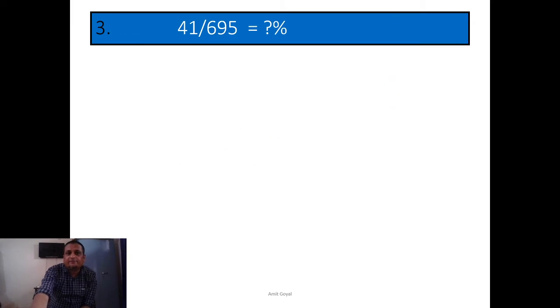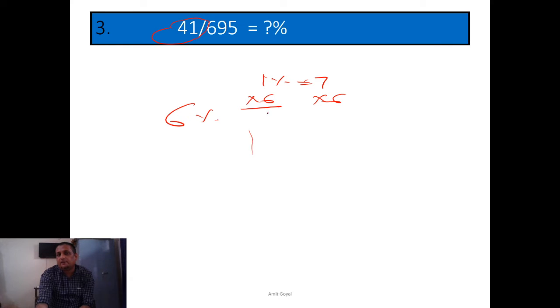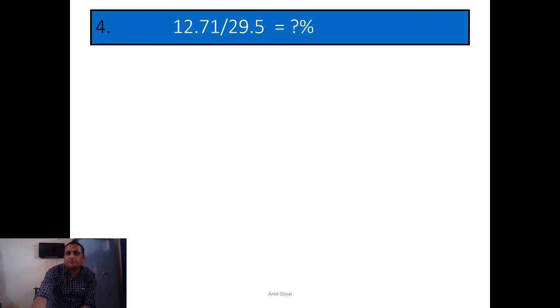Okay, let's move ahead. Now we have to calculate this. Okay, let's do this. What is 1% of the denominator? Isn't it approximately 7? So the answer should be approximately 6%. Because 1% is 7, if you multiply 6 on both sides, the answer is approximately 6%. Am I right?